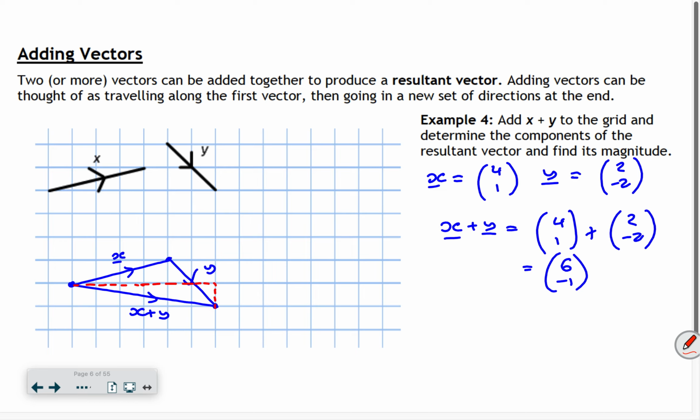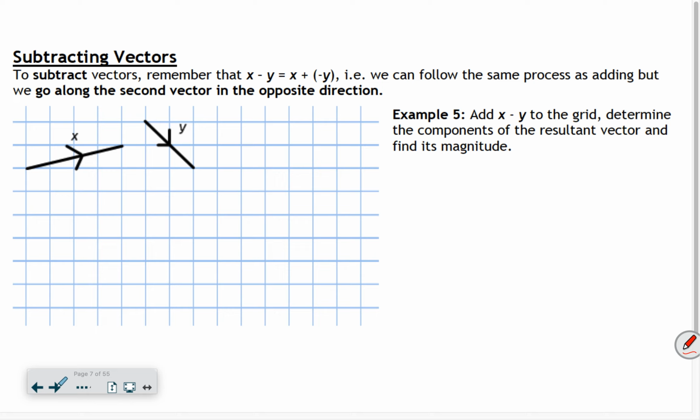So there's two ways you can do this. You can either join the vectors nose to tail and then draw the resultant vector, or you could work out the addition of the vector and then just draw that one vector line itself. Let's take a look at subtracting vectors now.